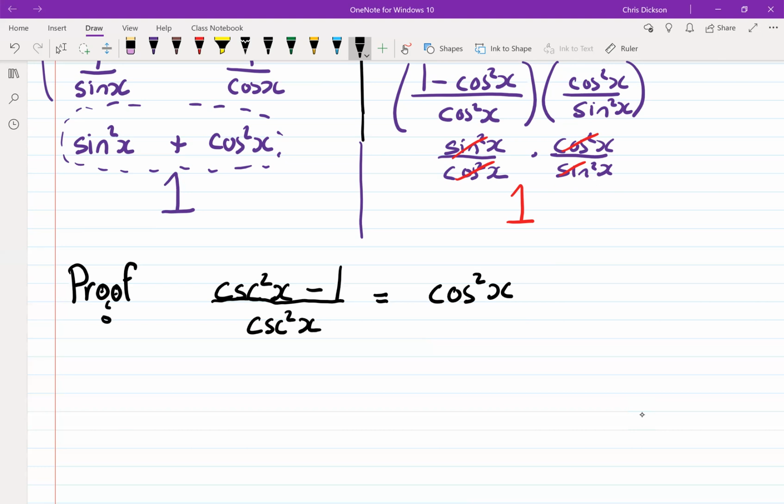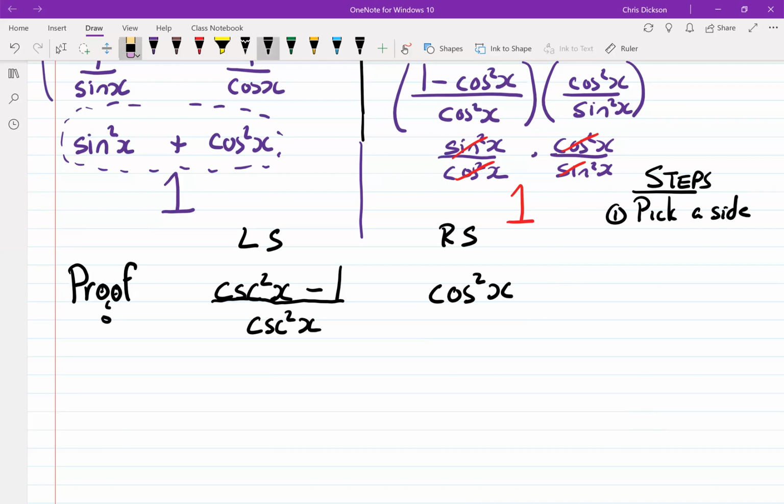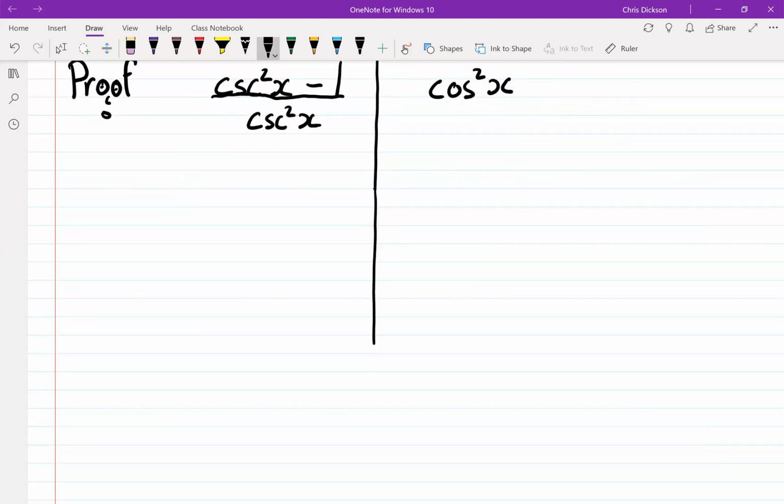Okay. So there are many ways to do proofs, so I don't want to lock you into one method. But what I would recommend you do first for proofs is to pick a side, meaning pick a side to work with. So either the left side, I'll call that LS, or the right side. Generally, when I give you your test or quiz question, I'll put a line down the middle. And basically at the very end, the left side should equal the right side. It should look exactly the same.